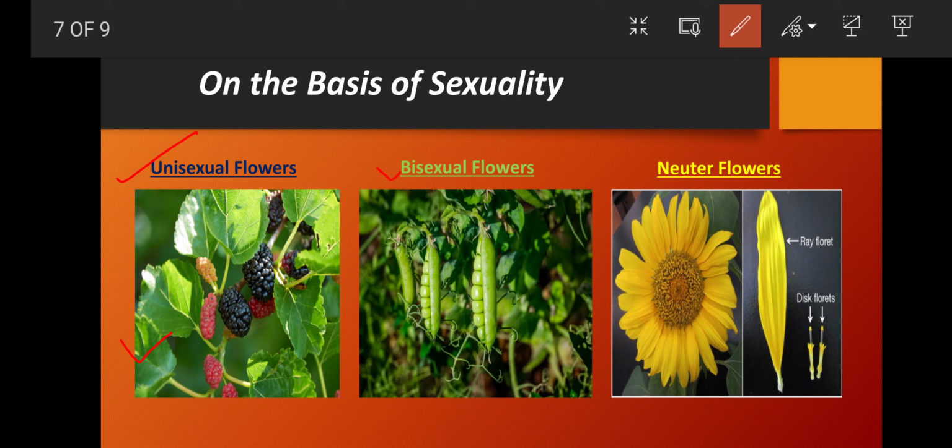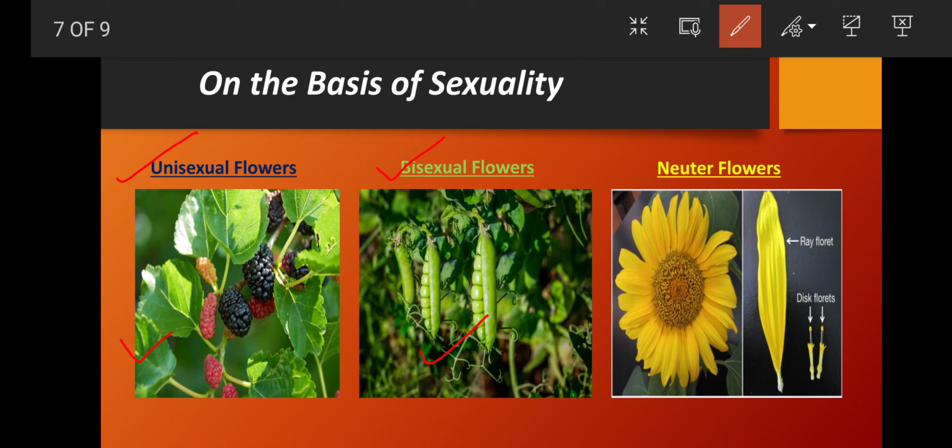Second is bisexual flowers. Flowers which have both stamens and pistils, irrespective of the presence or absence of the other floral parts, are termed bisexual flowers. They are also termed hermaphrodite or perfect flowers. A few examples of bisexual flowers are China rose, pea, and cotton. And this is a picture of a pea plant as an example of bisexual flowers.